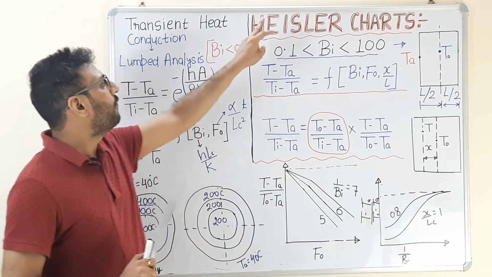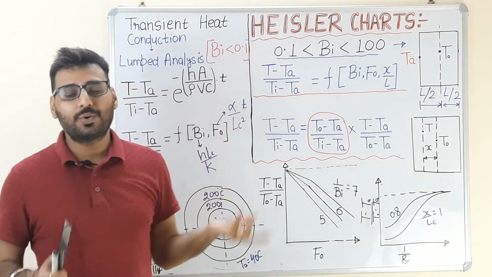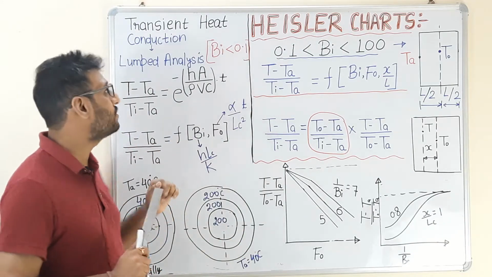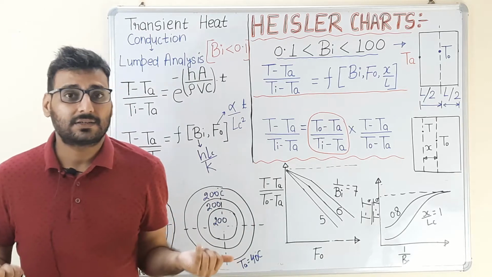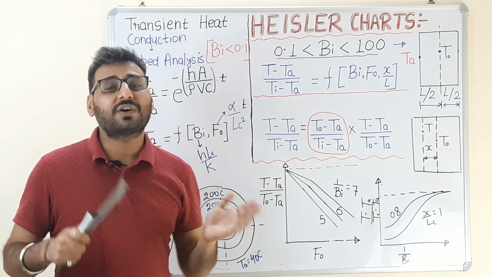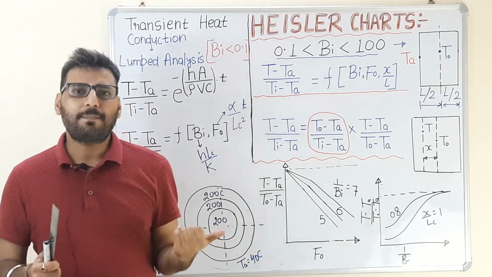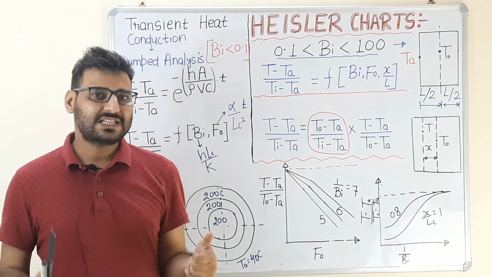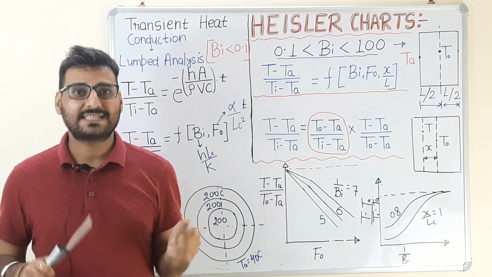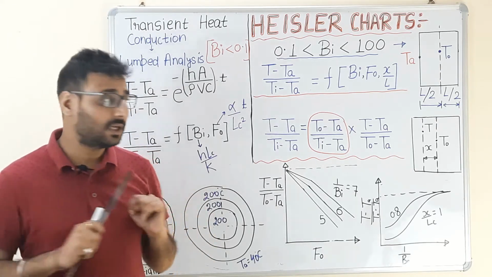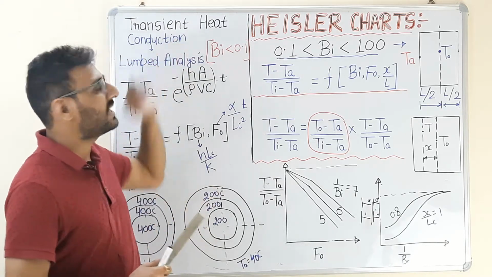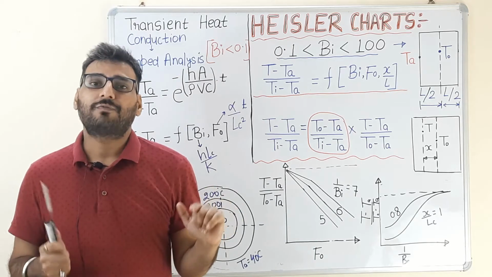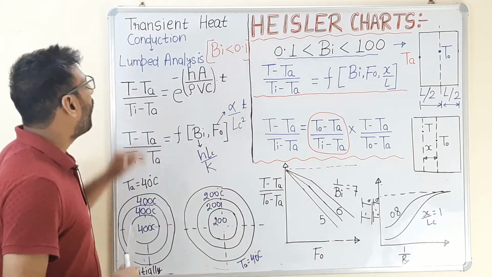Now, when are Hassler charts used? Hassler charts are used in transient heat conduction. What is transient heat conduction? The process of conduction when the temperature of a body changes with time is known as transient heat conduction, and the simplest example of transient heat conduction is heat treatment of metals.